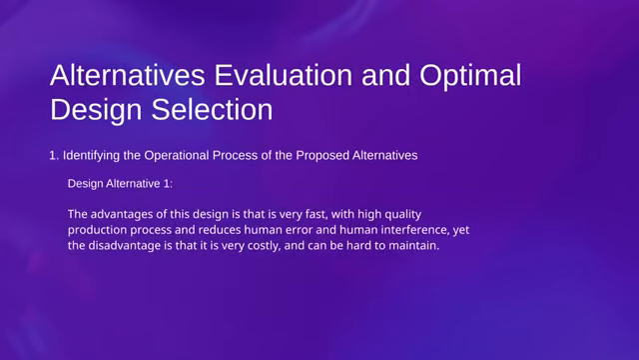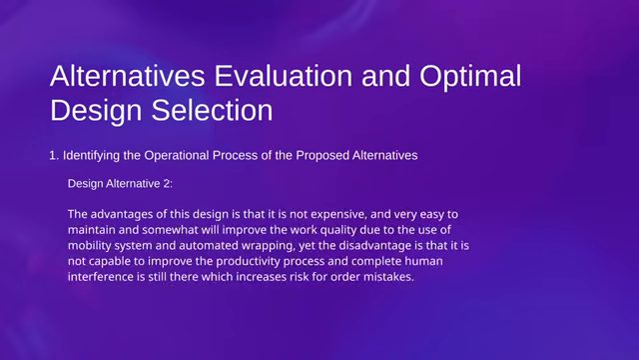Anyways, we evaluate these design alternatives, so we come up with the advantages and disadvantages for each design alternative. The advantage of design 1 is that it's a very fast and high quality production process with reduced human errors and human interference, but it's very costly and can be hard to maintain.